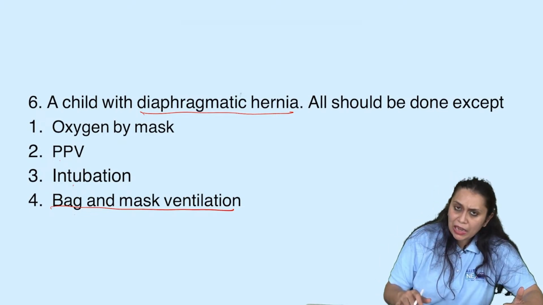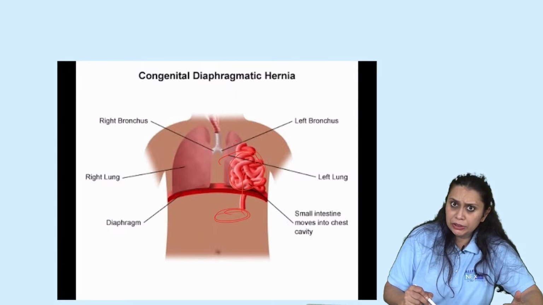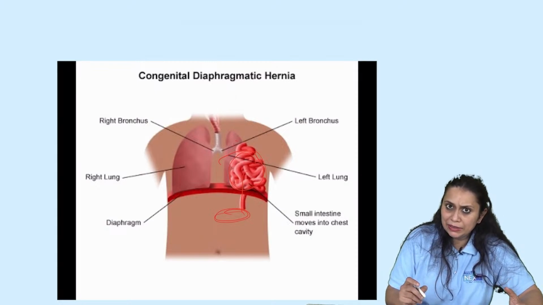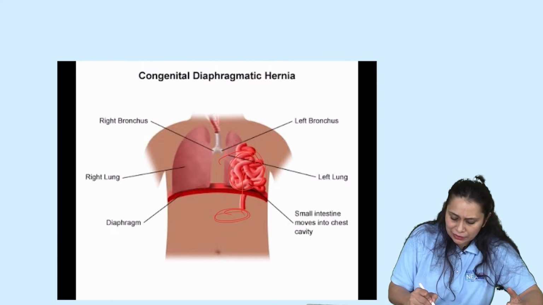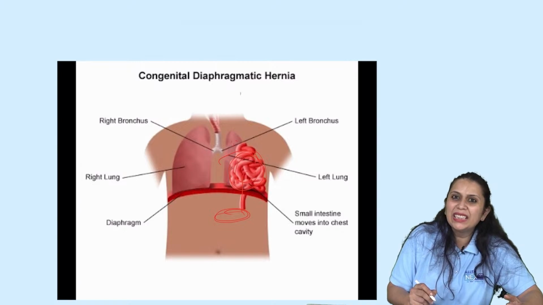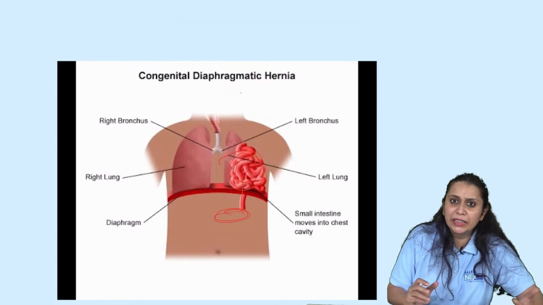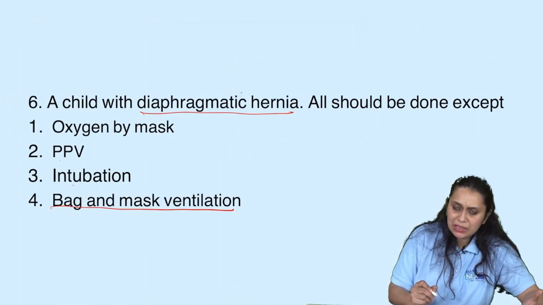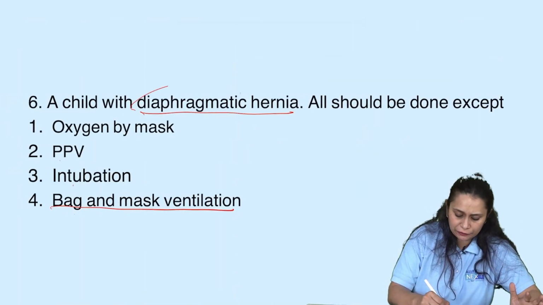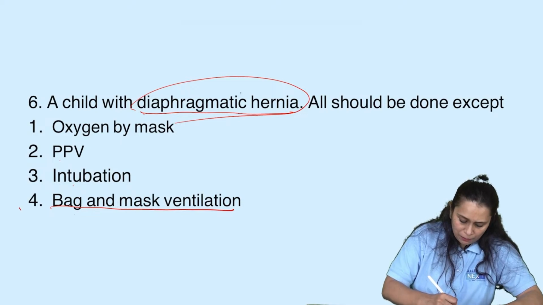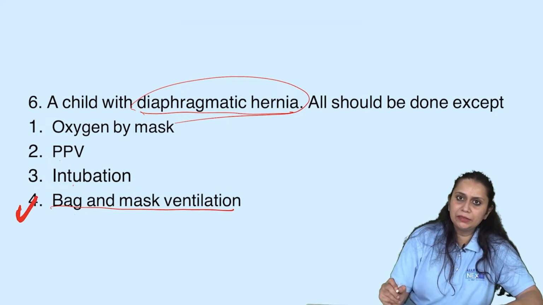The air which goes into the gastrointestinal tract will inflate the stomach and the intestine, and these are present in the thoracic cavity. They will press the lungs more, and then increase the hypoxia in the patient. Again, ventilation also becomes very difficult in these patients. So bag and mask ventilation is contraindicated in diaphragmatic hernia, right?